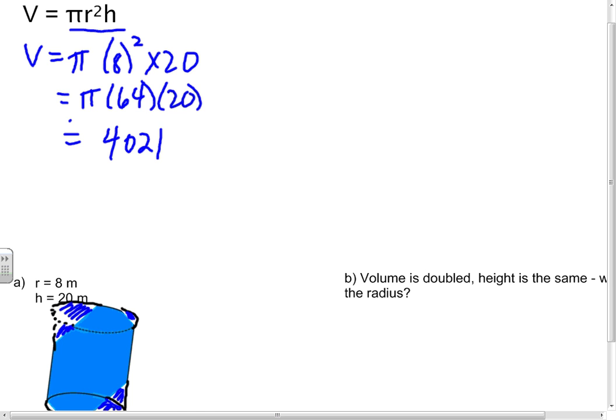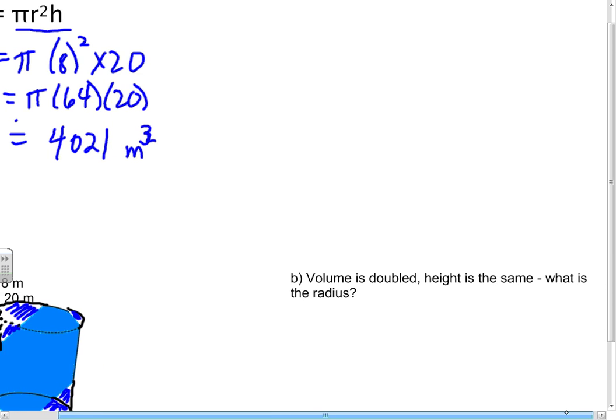If it was meters for the radius and for the height, this is a very large can of beans. Sorry. All right, it's a silo or something. Whoops, my bad. Meters cubed.